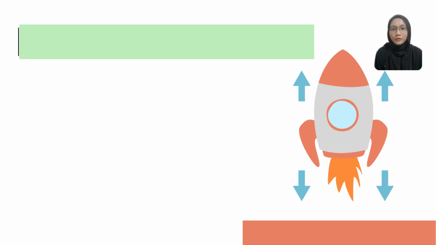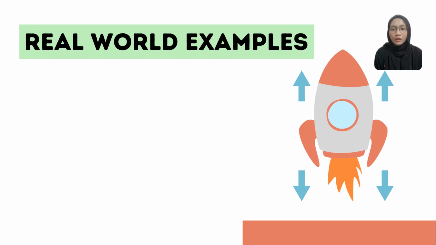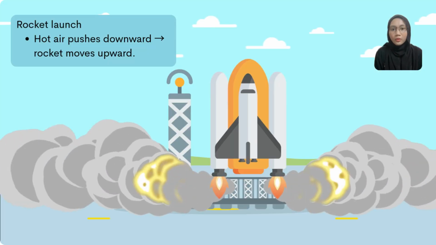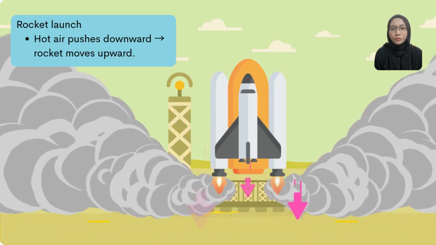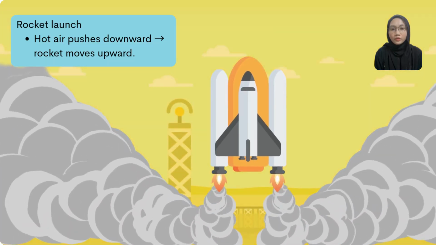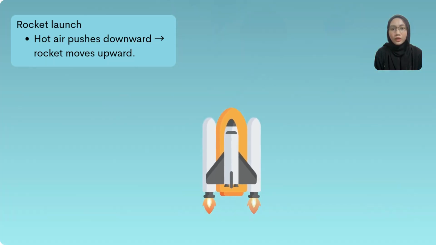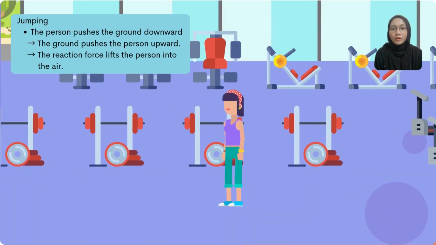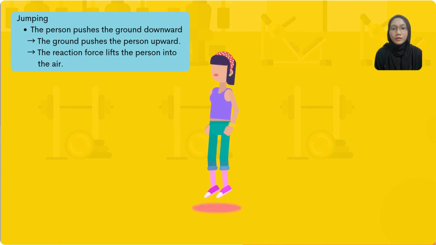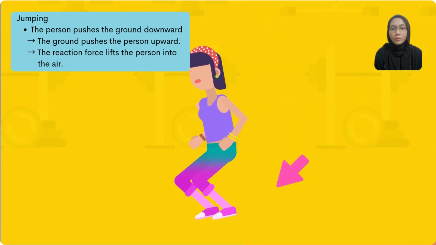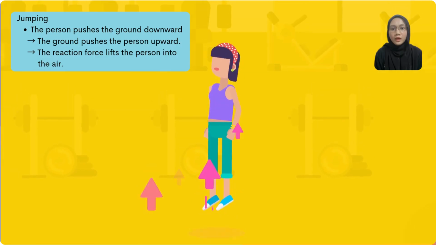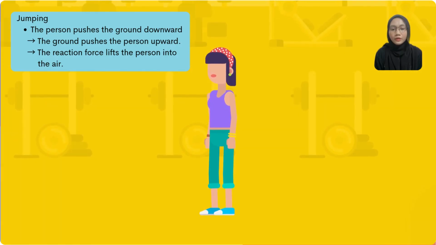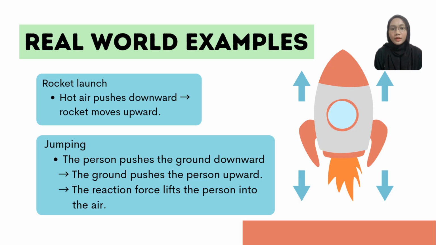Now, let's look at some real-world examples of Newton's third law. The first example is a rocket launch. When the rocket pushes hot gas downward, the gas pushes the rocket upward with an equal and opposite force. This force is what allows the rocket to move into the sky. The second example is jumping. When the jumper pushes the ground downward, the ground pushes the jumper upward with an equal and opposite force. This force provides the upward acceleration needed for the jumper to leave the ground. These examples show that Newton's third law is not just a theory, but something that happens around us every day.